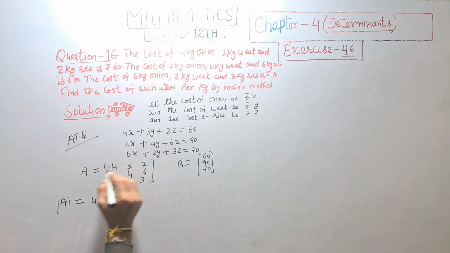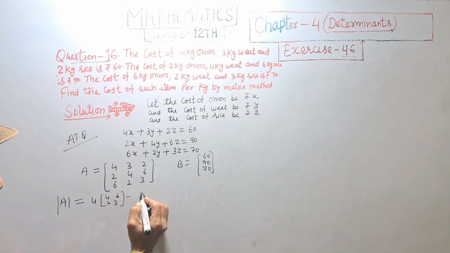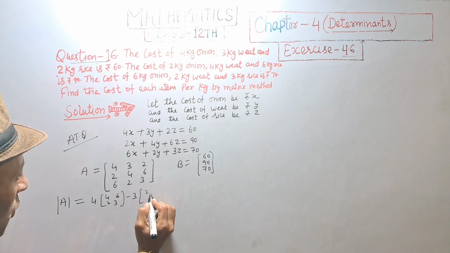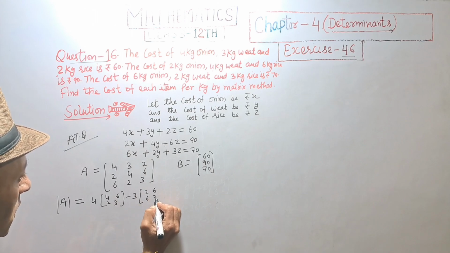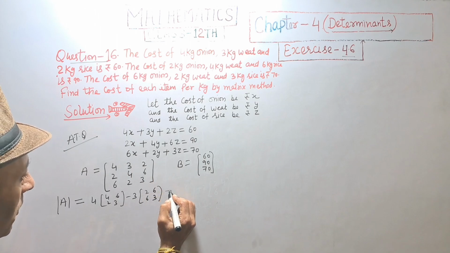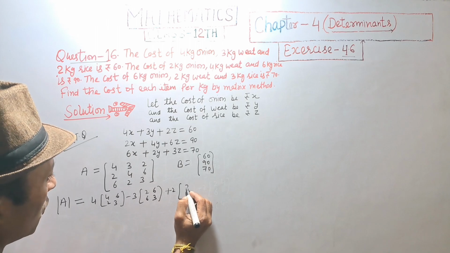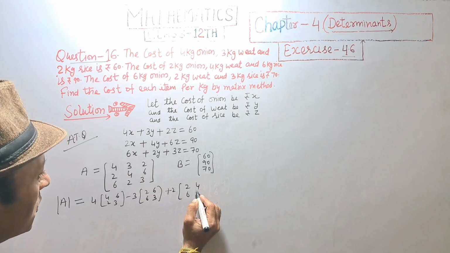4. First column neglect, 4, 6, 2, 3, minus 3. First row second column neglect, 2, 6, 6, 3 and plus 2. First row third column neglect, 2, 4, 6, 2.